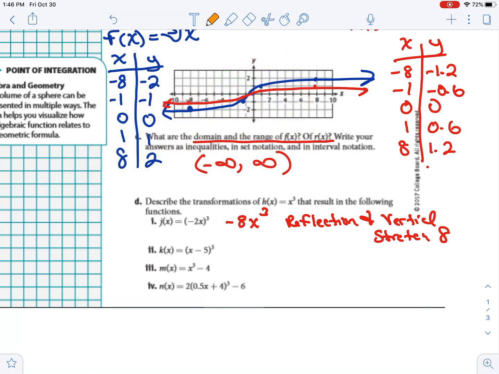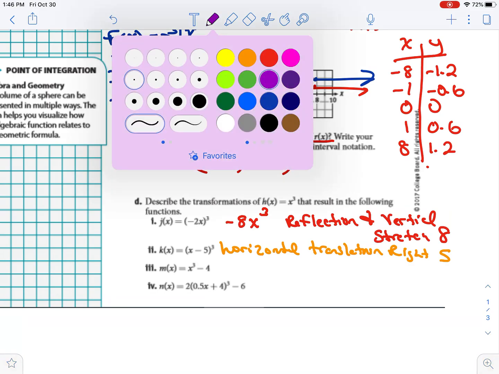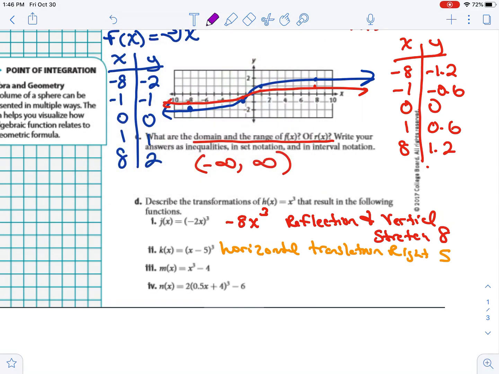The next one's a little simpler. It's just a x minus 5 quantity, so that's going to be a horizontal translation. That's going to be right 5 units. Okay. With m of x, it's outside the parentheses, so we are going to have a vertical translation.